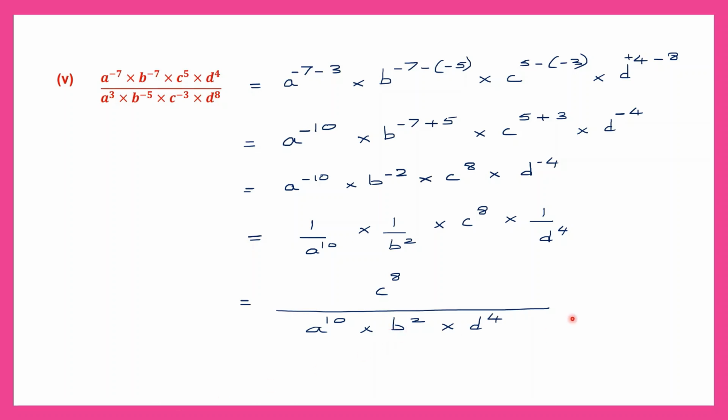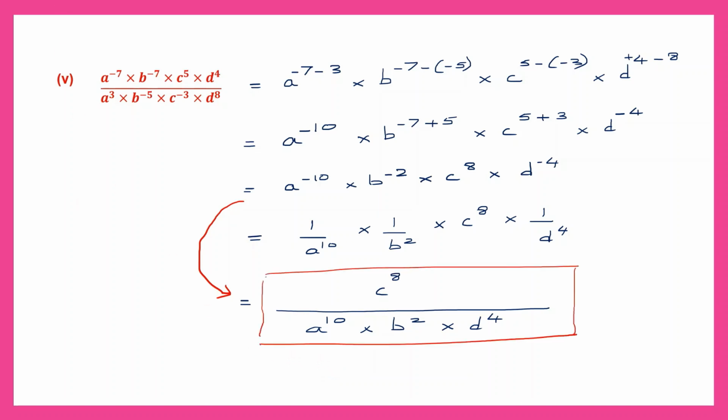So this is our final answer. From this step, you can straight away come to this step. I have done this step in between for you to understand how this negative has become positive. So now this is our answer. So what is our final answer? C to the power of 8 by a to the power of 10 into b to the power of 2 into d to the power of 4.